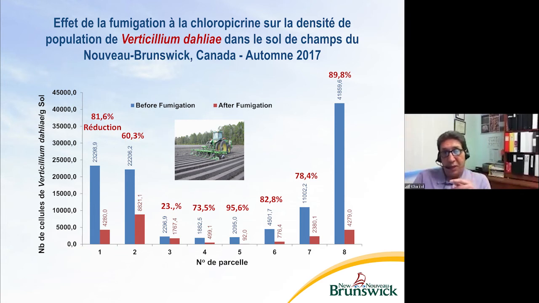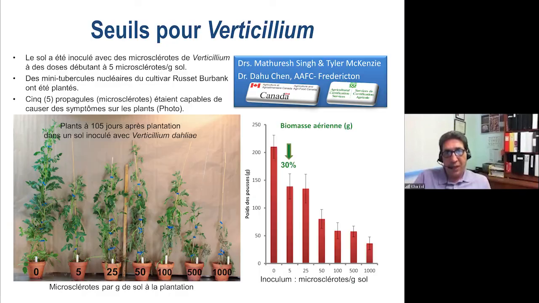In case of Verticillium wilt or dahliae, the number of cells of Verticillium also decreased due to fumigation with chloropicrin, with up to almost 95–96% reduction in Verticillium cells or colony forming units when the fumigant was used. So that's root lesion nematode. This is the fumigation with Verticillium dahliae.